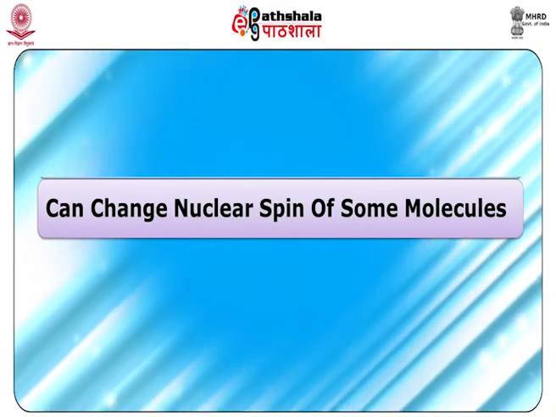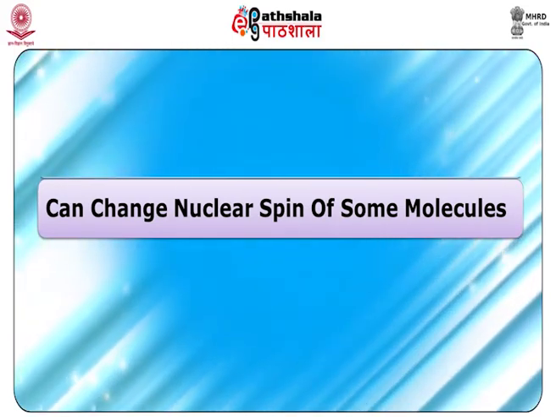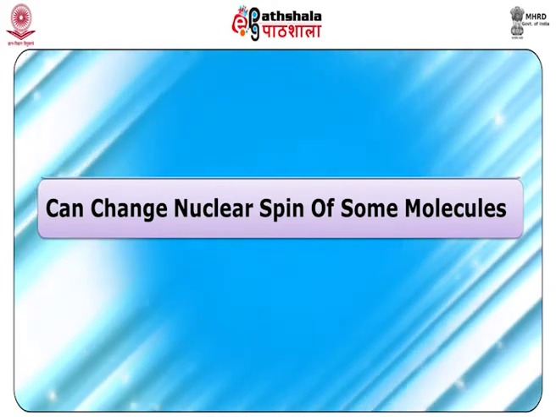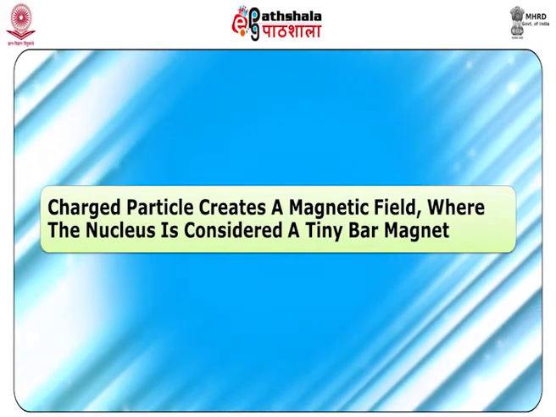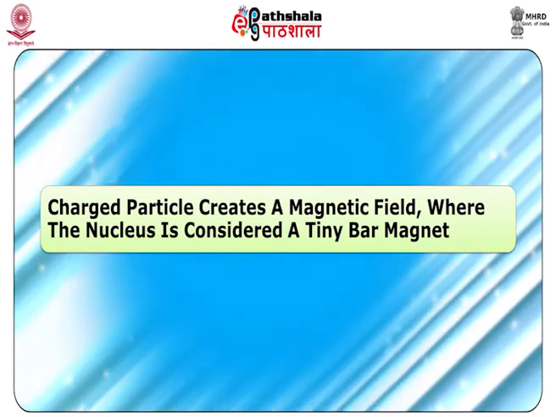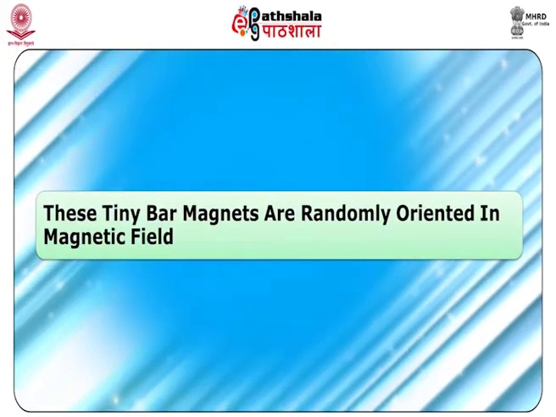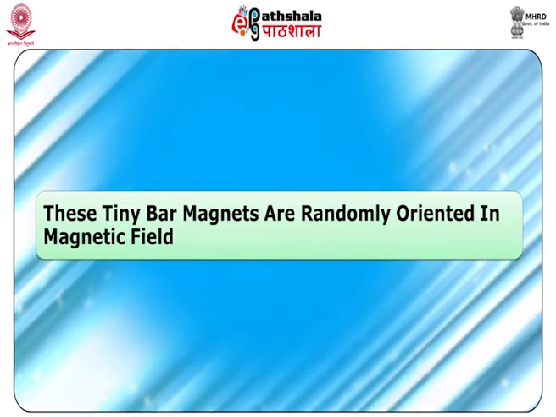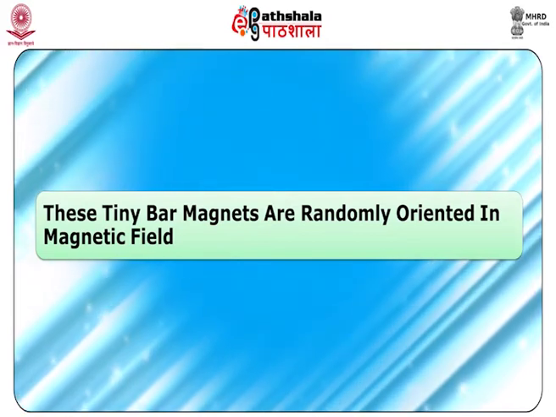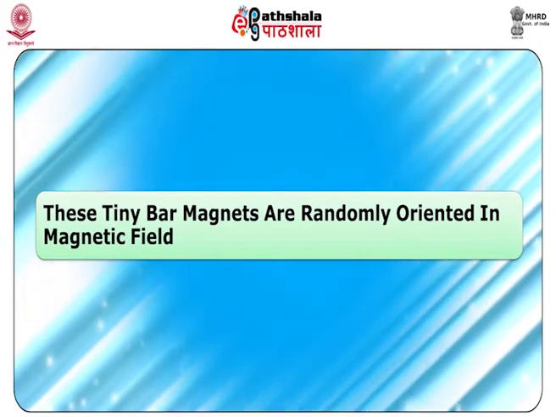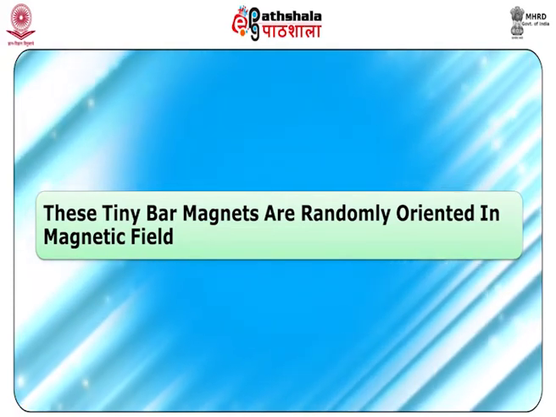When low energy radio waves interact with the molecule, they can change the nuclear spins of some elements, including hydrogen and carbon. When a charged particle, such as a proton, spins on its axis, it creates a magnetic field. Thus, the nucleus can be considered to be a tiny bar magnet. Normally, these tiny bar magnets are randomly oriented in space. However, in the presence of a magnetic field B0, they are oriented with or against this applied field. More nuclei are oriented with the applied field because this arrangement is lower in energy.